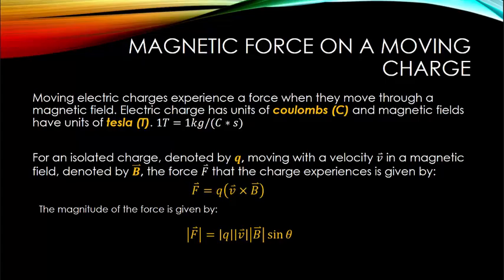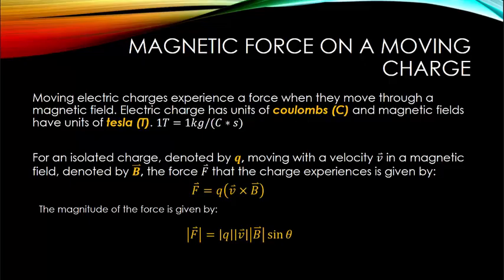Now let's talk about a magnetic force on a moving charge. Moving electric charges experience a force when they move through a magnetic field. An electric charge has units of coulombs, and magnetic fields have units of Tesla. Coulombs is represented by capital C, and Tesla is represented by capital T. 1 Tesla is equal to 1 kilogram per coulomb second.